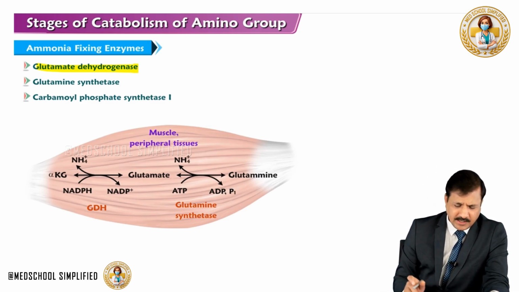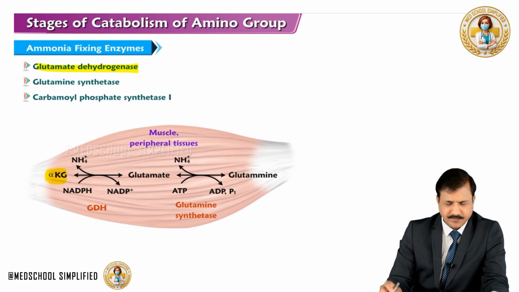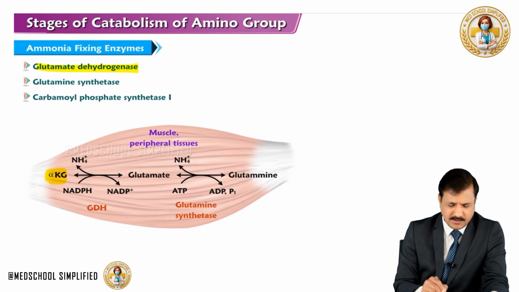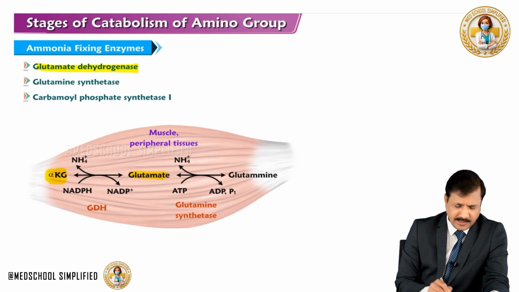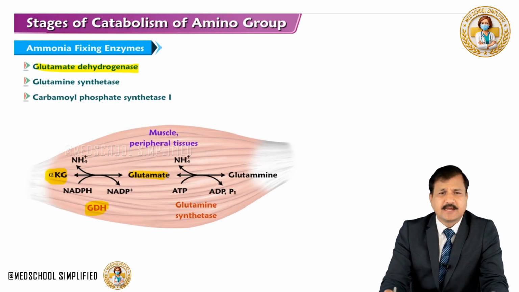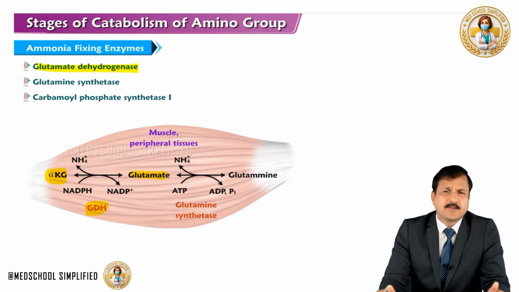So in the figure here, that reaction is shown where α-ketoglutarate accepts an ammonium ion and becomes glutamate, where NADPH is used as a coenzyme, and the reaction is catalyzed by the glutamate dehydrogenase enzyme. Ammonium ion is fixed to α-ketoglutarate. Now once you get glutamate there, this can happen in the muscle, peripheral tissues and all.